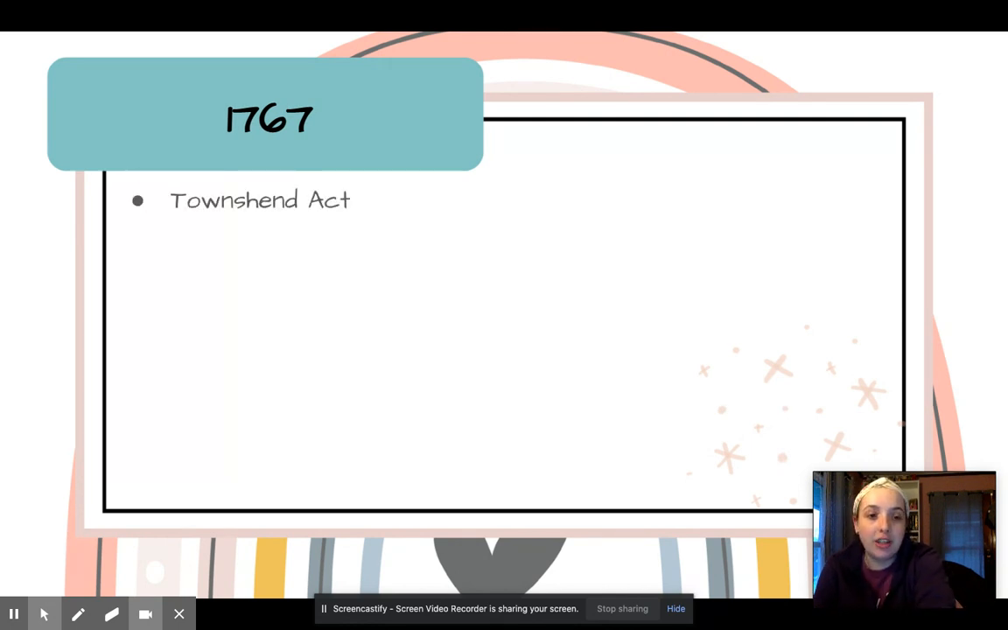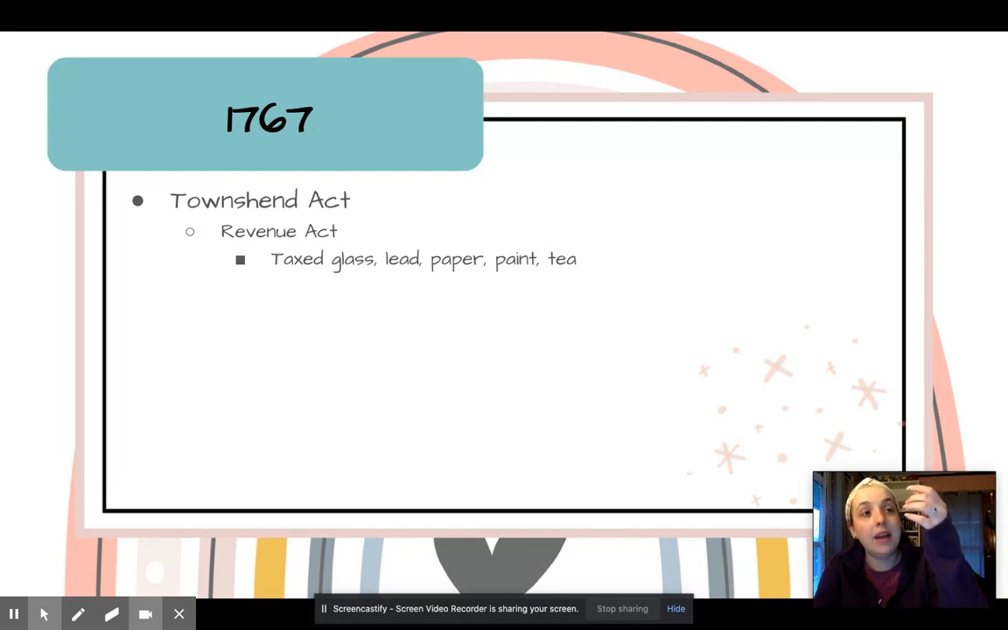Then comes the Townshend Act, which is also called the Revenue Act. Once again, they're taxing more stuff. They tax glass, lead, paper again, and paint and tea.